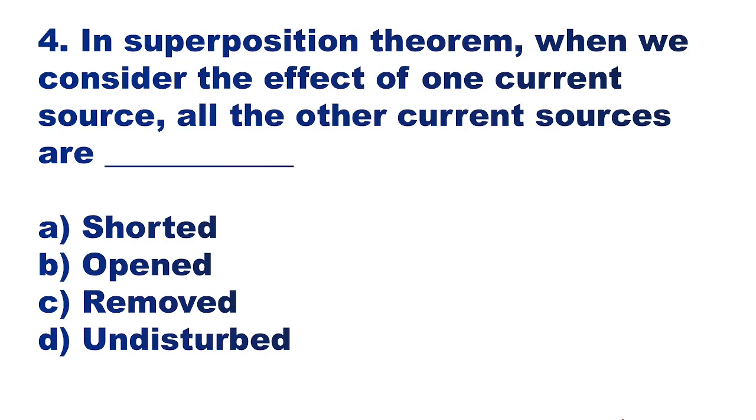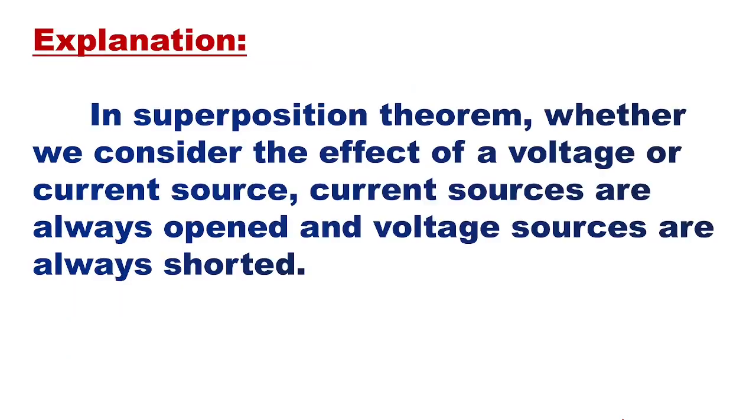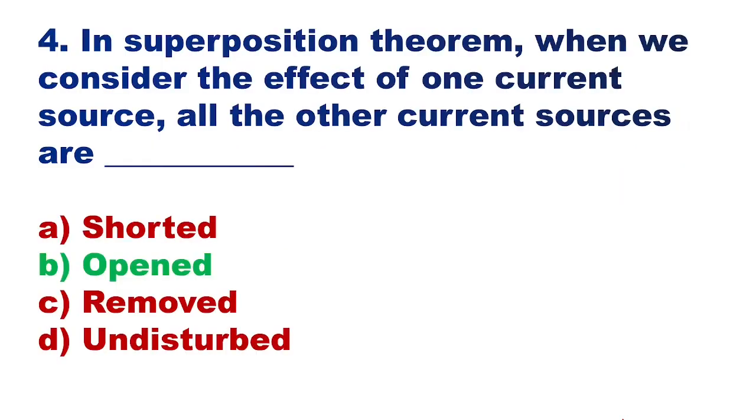In superposition theorem, when we consider the effect of one current source, all the other current sources are dash. Again we are seeing eliminating all the other current sources. So all the other current sources have to be opened. So option B again will be the right answer, and we can have the same explanation: in superposition theorem, whether we consider the effect of a voltage or current source, current sources are always opened and voltage sources are always shorted. So here option B, that is opened, will be the right answer.